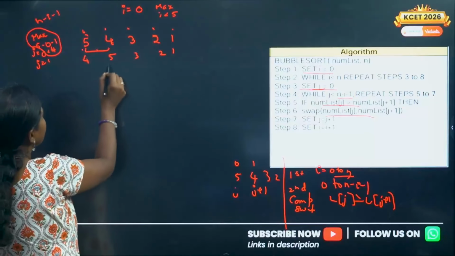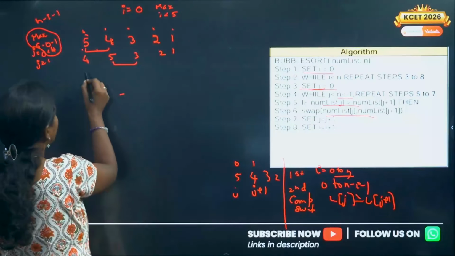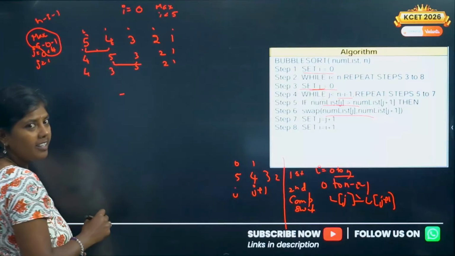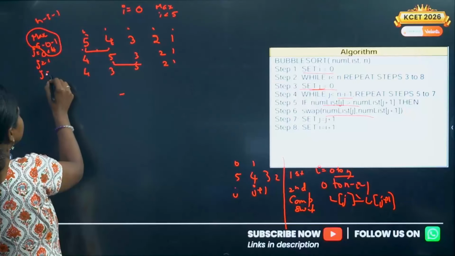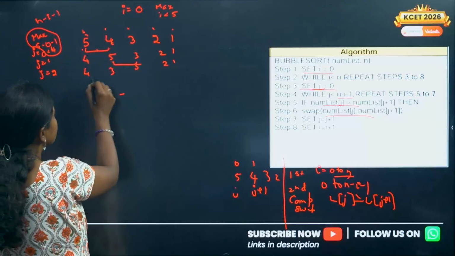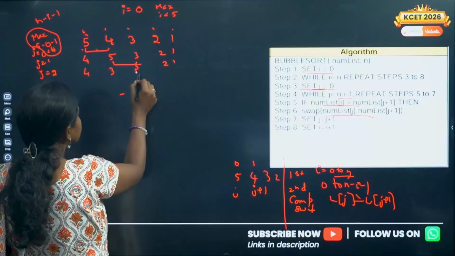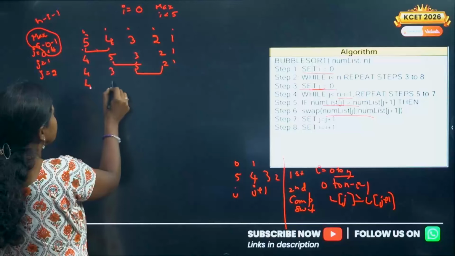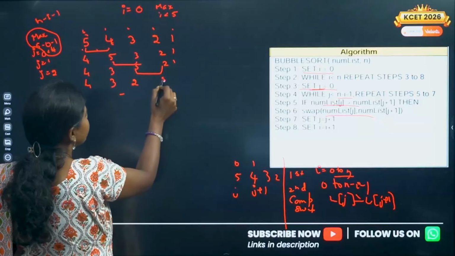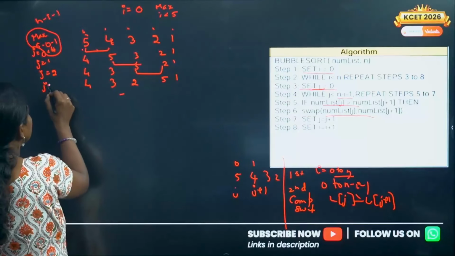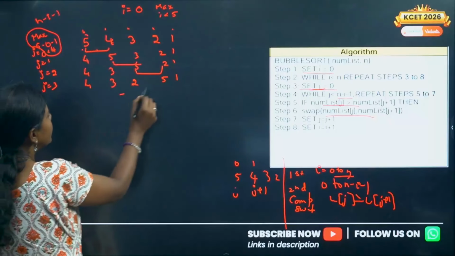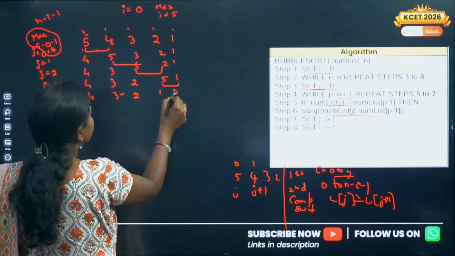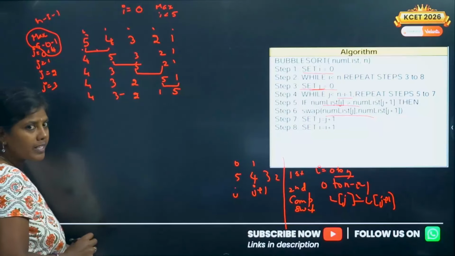Then what do? I'm comparing these two. It should be 4, 3, 5, 2, 1. Clear? Then j is equal to 2. That means 0, 1, 2. So 2 is compared with 2 plus 1, that is j plus 1. That means what? It will be changing to 4, 3, 2, 5, 1. Then I'll compare with j equals to 3 now. This 2 will be compared: 4, 3, 2, 1, 5. It will be swapped. Is the point clear?